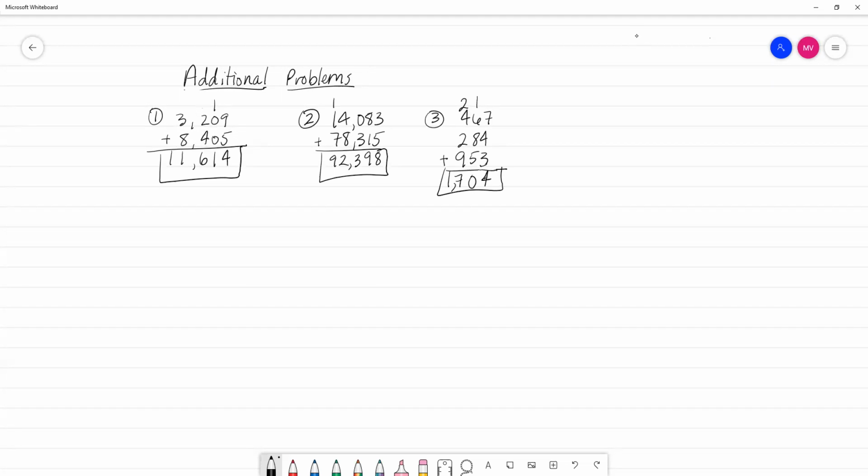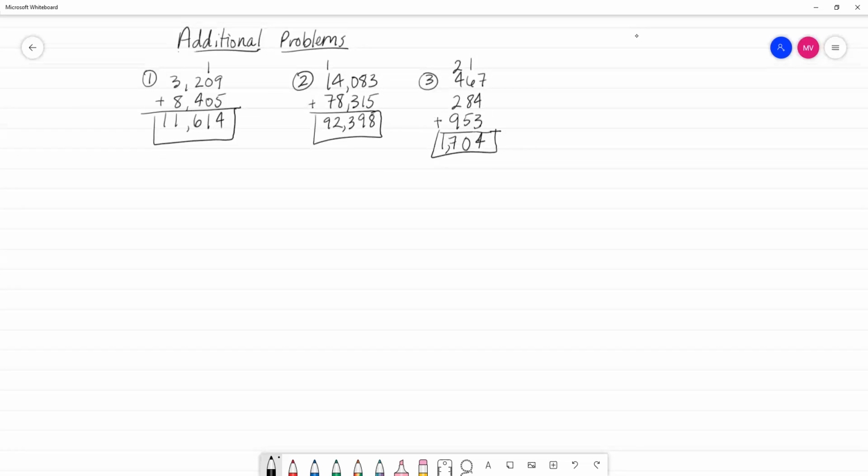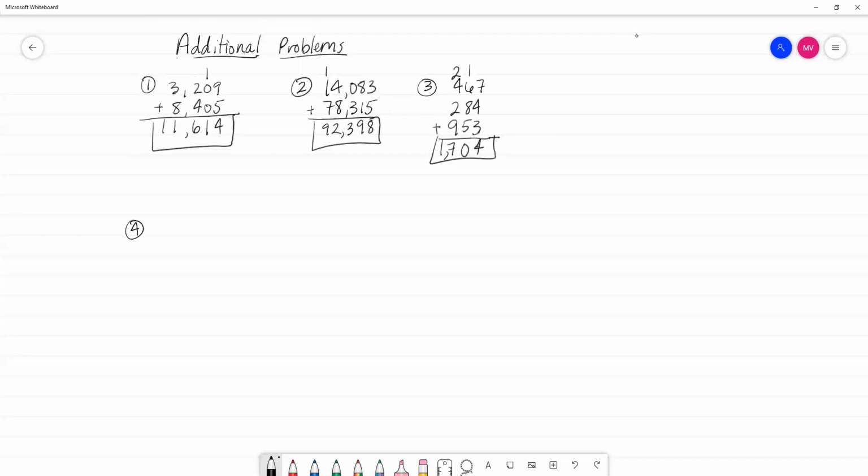So let's do number 4. These are differences, so these are subtractions. 700 minus 287.